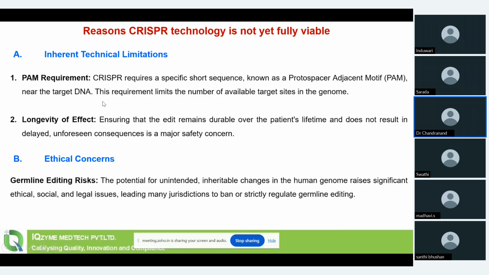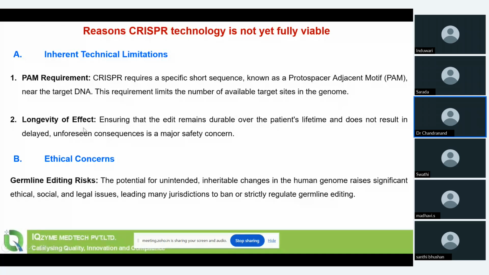If there is any kind of concentration change, or sequence change, or even inefficient amounts of nucleotides in the reagent that you're using, the cutting may not be effective. So this requirement limits the number of available target sites in the genome.